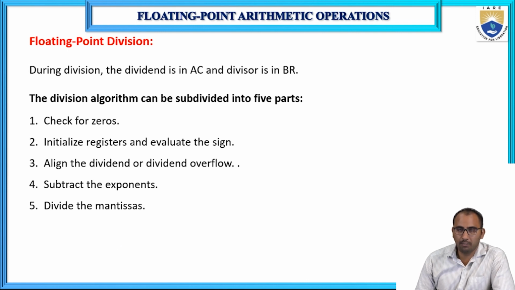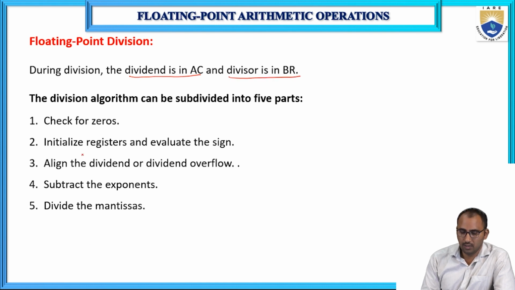And coming to the floating point division. During division, the dividend is in the AC accumulator and the divisor is in the BR register. Similarly, this division algorithm is also divided into different parts. The first is a check for zeros, then initialize the registers and evaluate the sign, align the dividend or dividend overflow, subtract the exponents, and divide the mantissas. So these are the different parts.